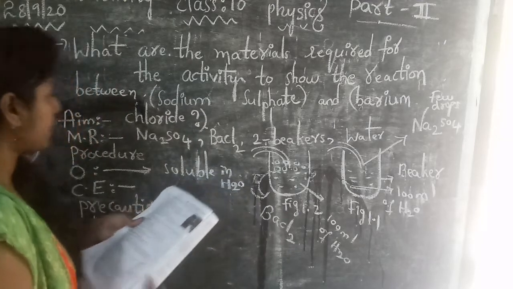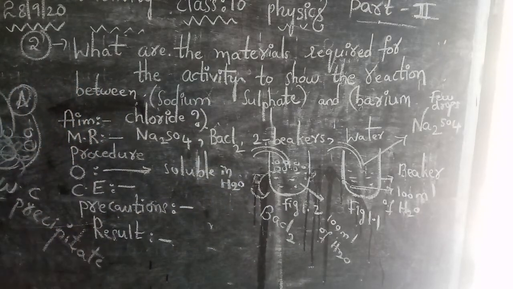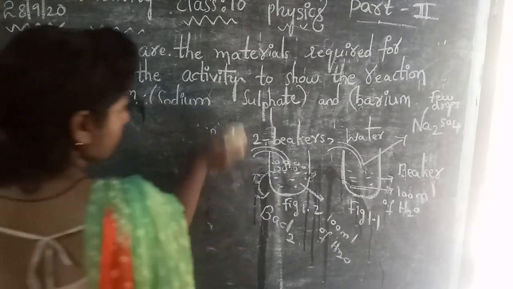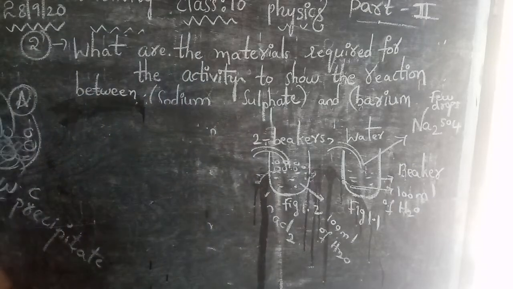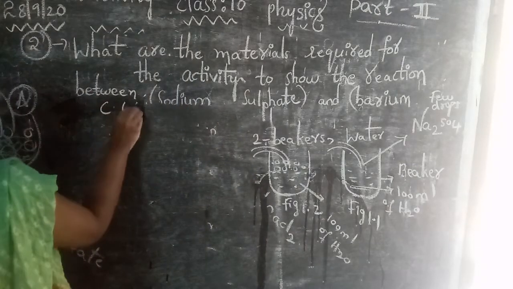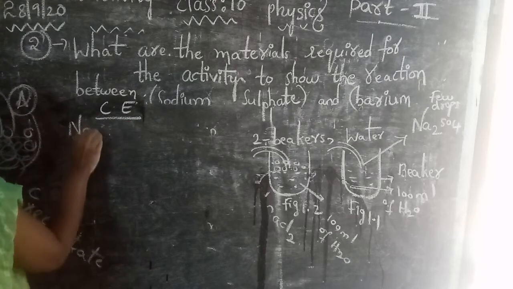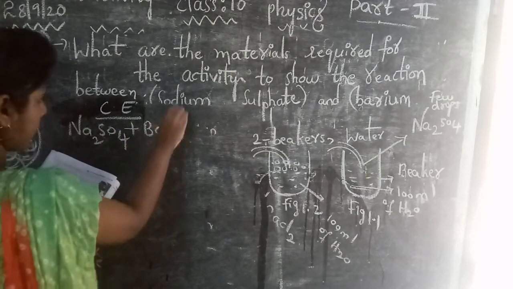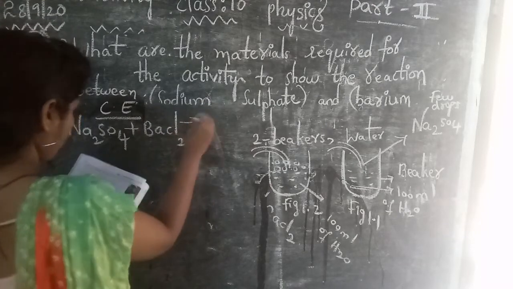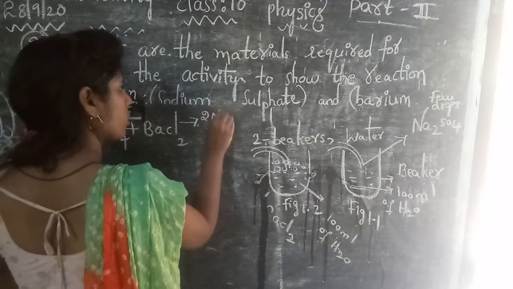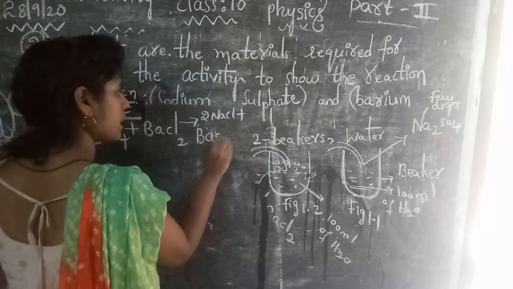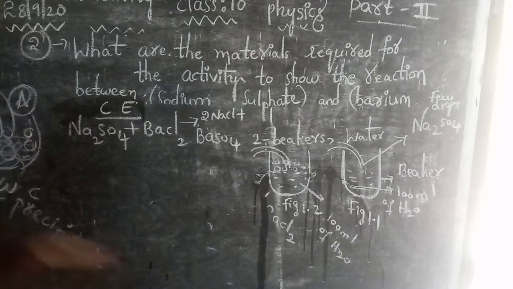Chemical equation: Na2SO4 plus barium chloride BaCl2 gives rise to 2 molecules of sodium chloride, 2NaCl, plus BaSO4, barium sulfate. This is the chemical equation for this activity.